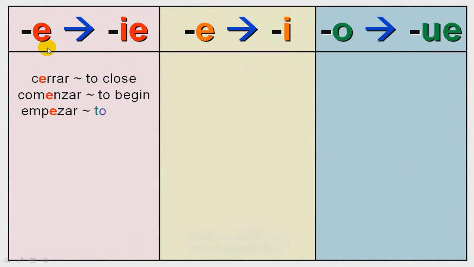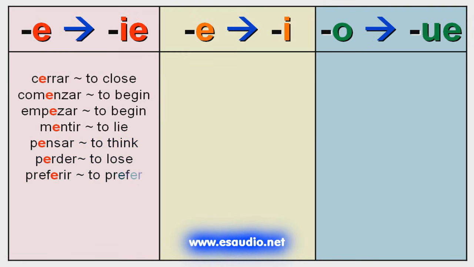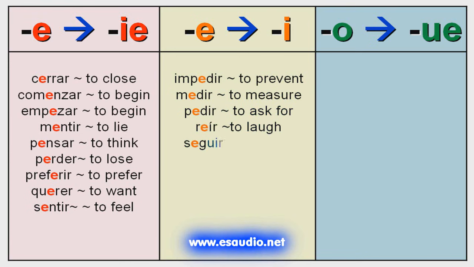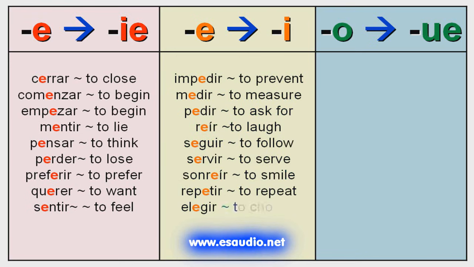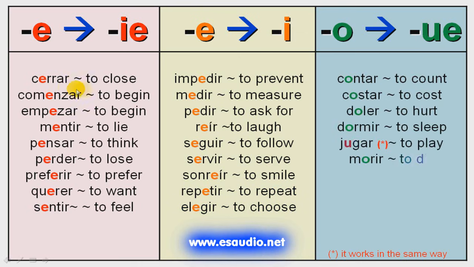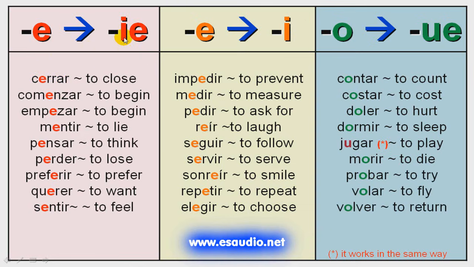And here we'll see a very quick overview of some common verbs that fall into each of these categories. Of course, we are going to work on this in more detail, so this is just for informative purposes. All the verbs that you see here, for example, will have this change from e to ie. So instead of saying yo cerro, I would say yo cierro. In this case, all these verbs will follow this pattern. Instead of saying yo impedo, I would say yo impido. And the same here. Instead of saying yo conto, I would say yo cuento.